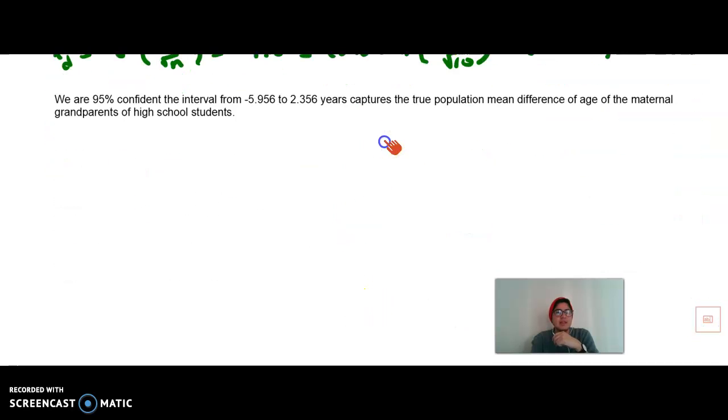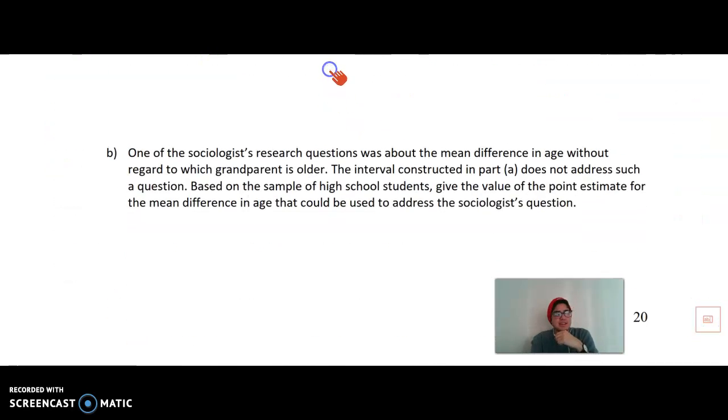Okay. So there's an additional question here and a good thought question. One of the sociologist's research questions was about the mean difference in age without regard to which grandparent is older. The interval constructed in Part A does not address such a question, and based on the sample of high school students, give the value of the point estimate for the mean difference in age that could be used to address the sociologist's question. So if I don't care about which grandparent is older, we know a type of family function that could essentially address this negativity.